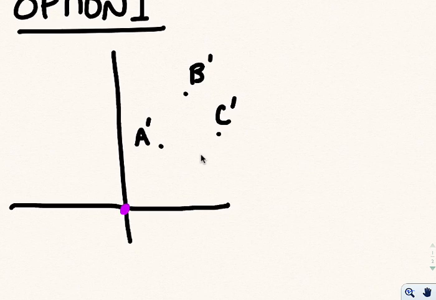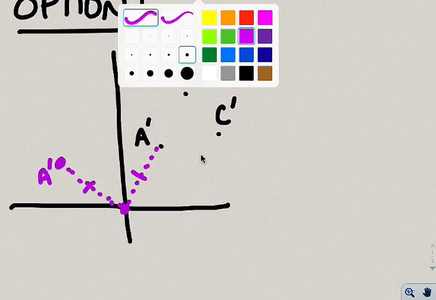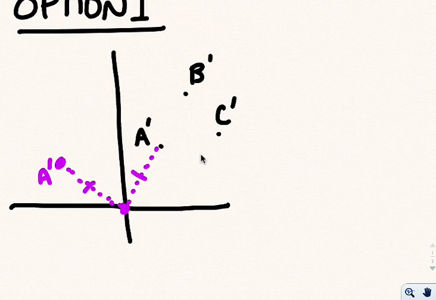So the way that this could be accomplished is that you have a line going to the center of rotation, which will bounce off, so to speak, at a 90-degree angle, the same exact length, and that's how you're going to find A prime. And now if you want to go to B, and again, this is just an option, okay? If you want to go to B, you're basically going to do the same thing.